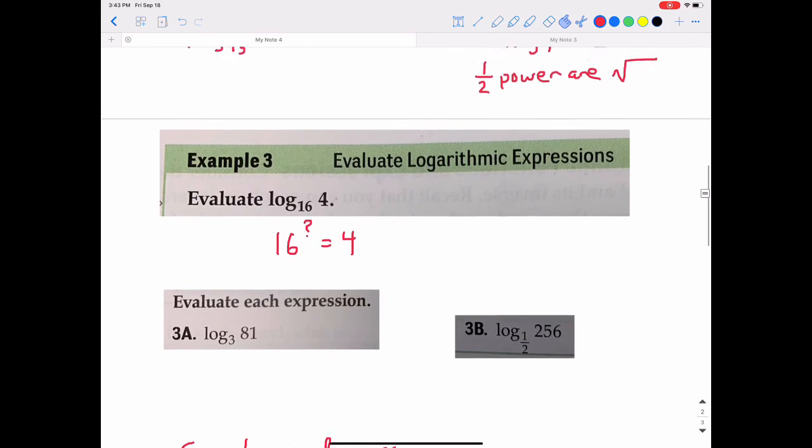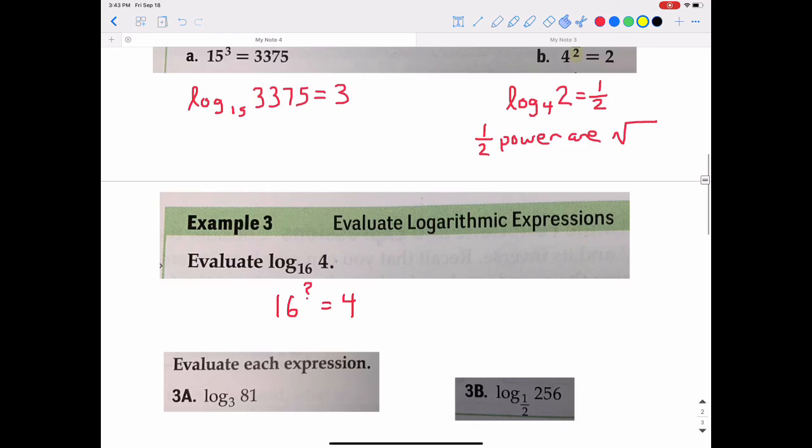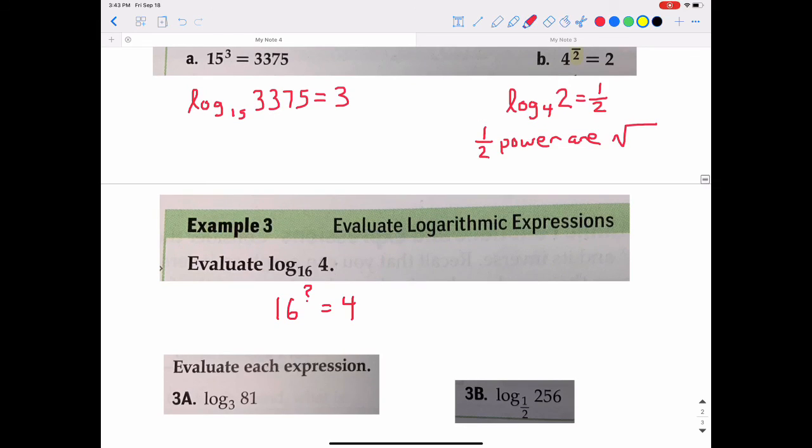Here's a little hint. If I scroll back up here, remember that half powers are square roots. So what's the square root of 16? Well, the square root of 16 is 4. Therefore, the answer to this question would be 1/2. Log base 16 of 4 equals 1/2 because 16 to the half power equals 4. That's the question that you're trying to answer.